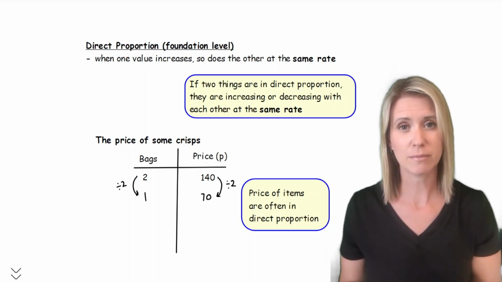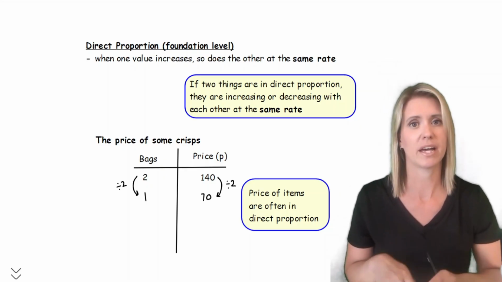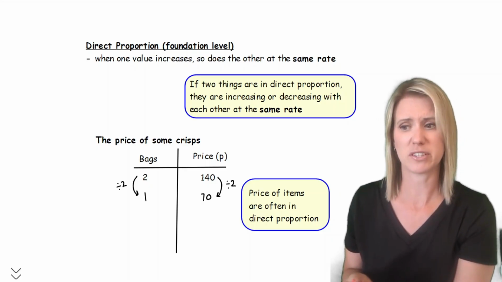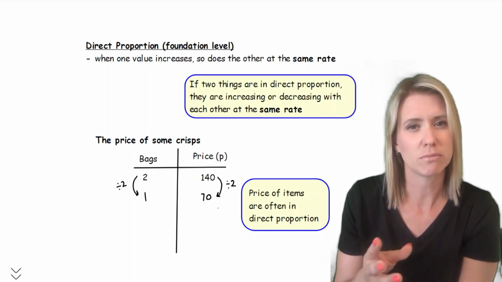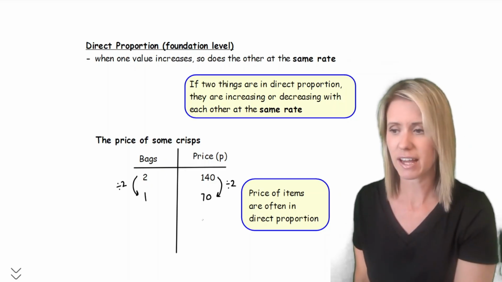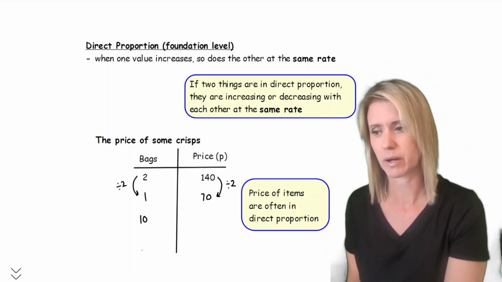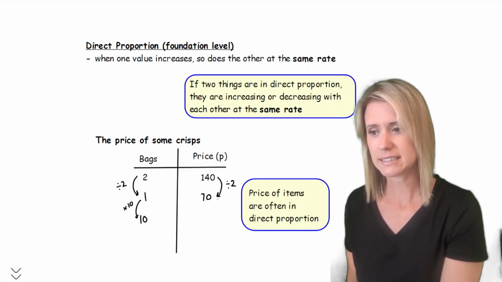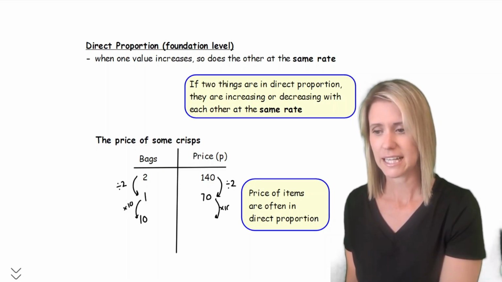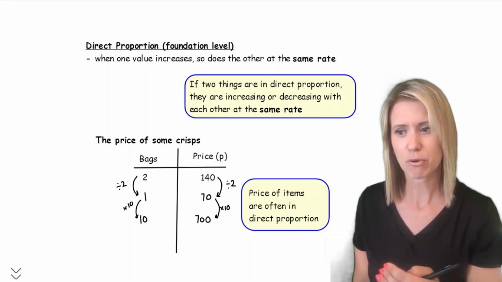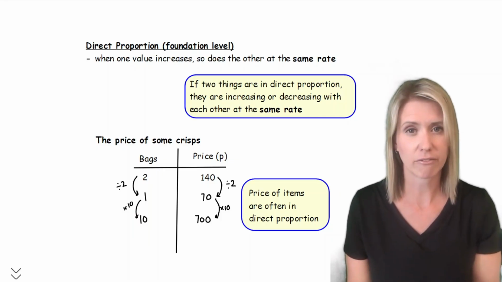And these are all multiplicative relationships. We're multiplying or dividing them by the same number, not adding or subtracting, because we've subtracted 1, but we've subtracted 70. So it's all to do with multiplying and dividing by the same number. Right, so how can I use that for further facts? I could work out what 10 bags of crisps were. Well, 1 multiplied by 10 gets me to that 10, and 70 multiplied by 10 gives me 700. And we use direct proportion to work all of these out. And price of items are often in direct proportion.